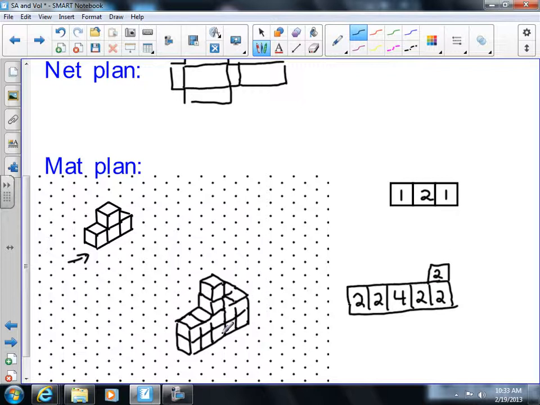Okay, but you have to be careful for the hidden ones. So this is what a mat plan is. A mat plan is stating how many boxes stacked high to make the shape that I have on isometric dot paper.